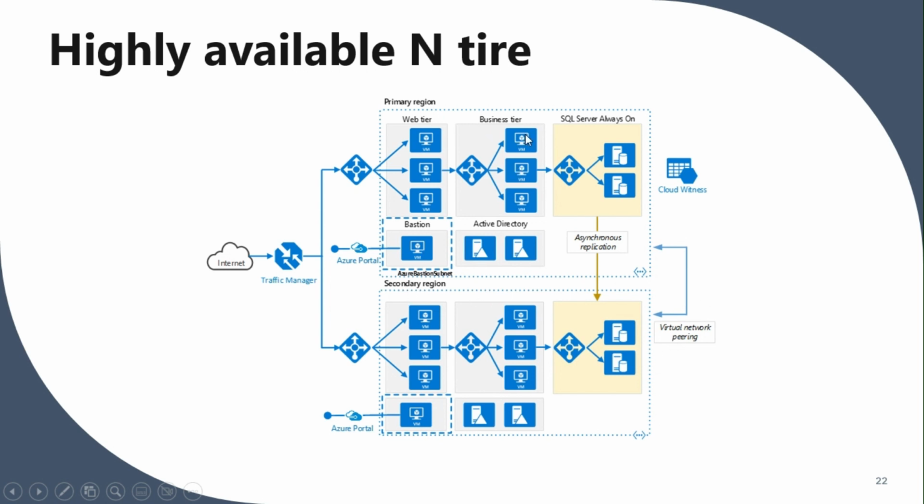You can see these two regions are separated with separate VNets, and the two VNets are paired using VNet peering. You can see each web tier is load balanced, and the traffic is distributed using Traffic Manager. So this is another representation of how you can design a high availability application in Azure. We will see a practical use case of this high availability application in the upcoming video.